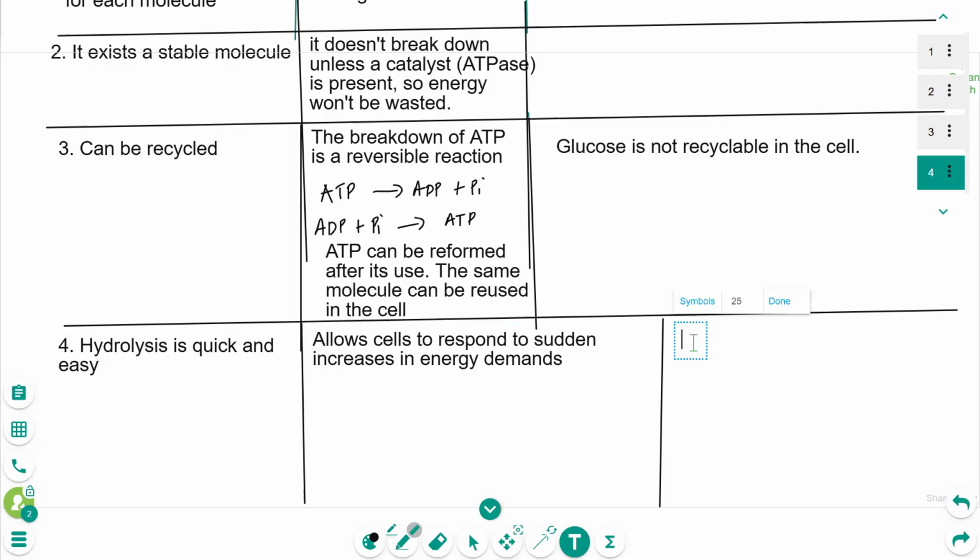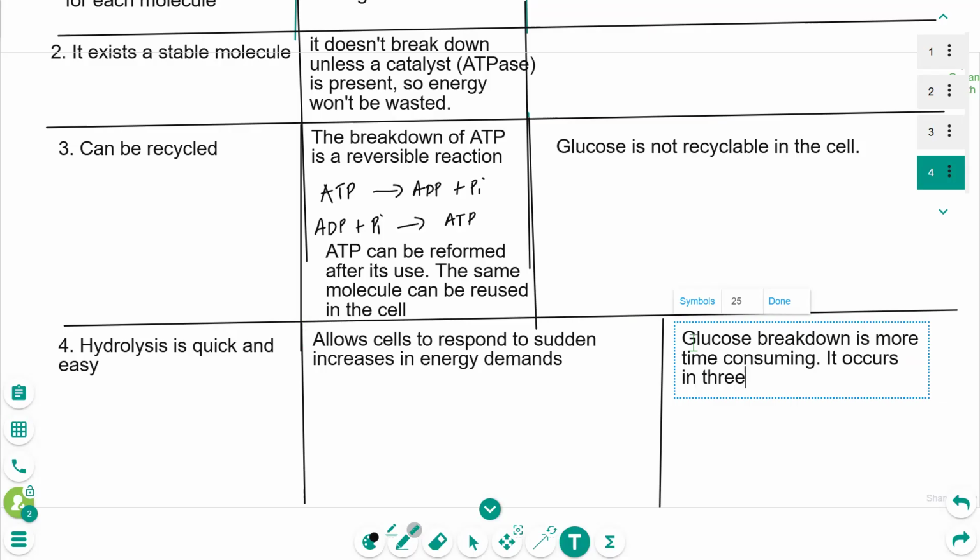On the other hand, to break down glucose is way more time consuming. It occurs in 3 stages and multiple bonds must be broken.